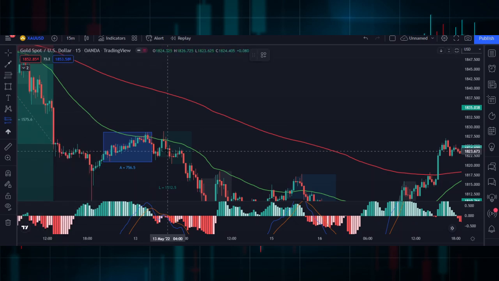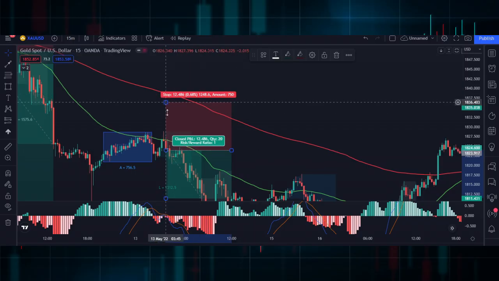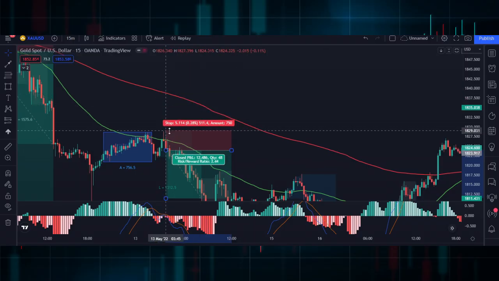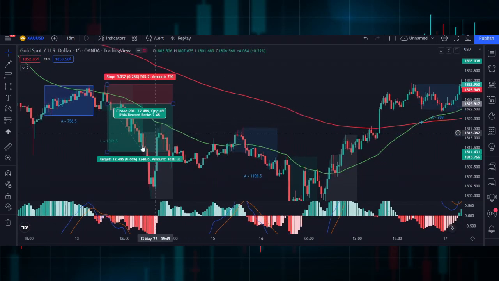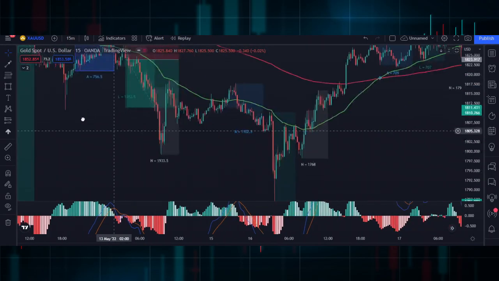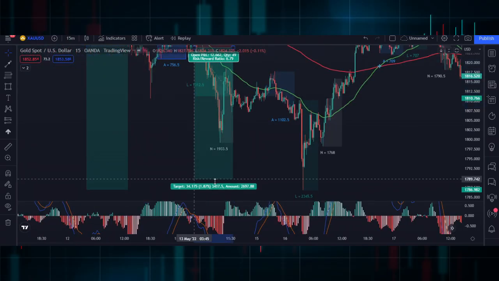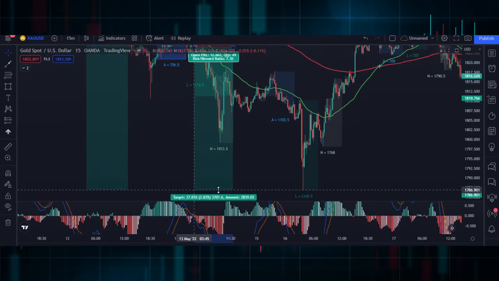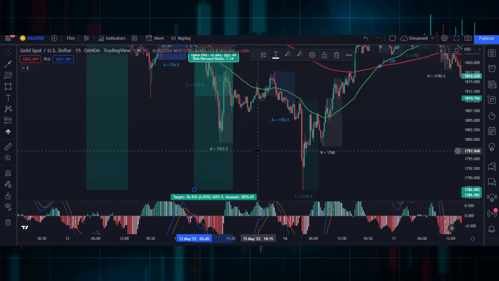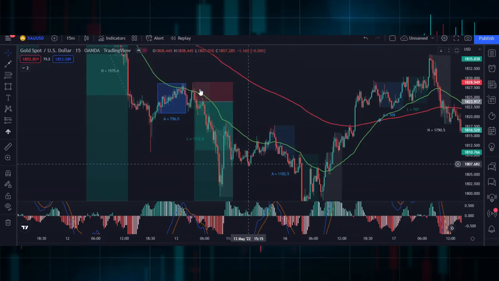I hope we caught that. So we enter right here with a 50 pip stop loss, and our take profit would have been all the way down here for 369 pips profit.